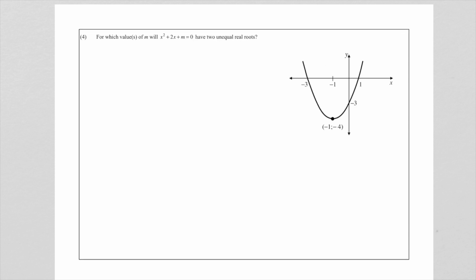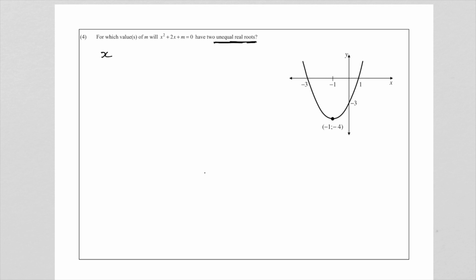Let's look at number 4. In question number 4, they ask us, for which values of m will x squared plus 2x plus m be equal to 0 have two unequal roots? So that is really important, the two unequal real roots. And you remember, we're going to draw the horizontal line above the turning point for that.